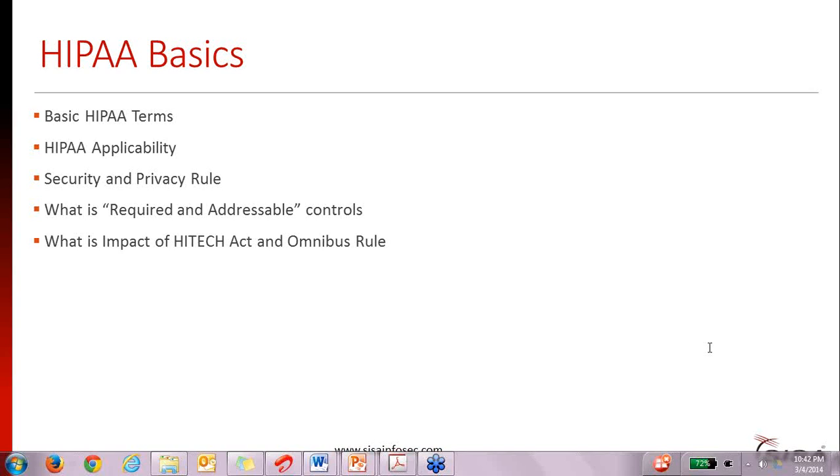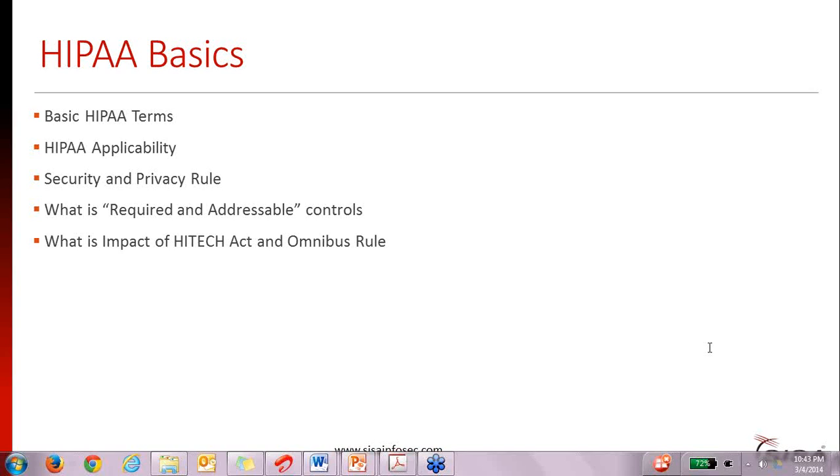Then there was a havoc related to the HITECH Act and Omnibus Rule, and how they impact HIPAA. We have to clearly understand that these two have a major impact on HIPAA. Earlier, business associates' liabilities were very limited, and after this act and rule, business associates also have to protect all the information similar to CE. So they are similar to CE now, and they are liable for all the audits and penalties.